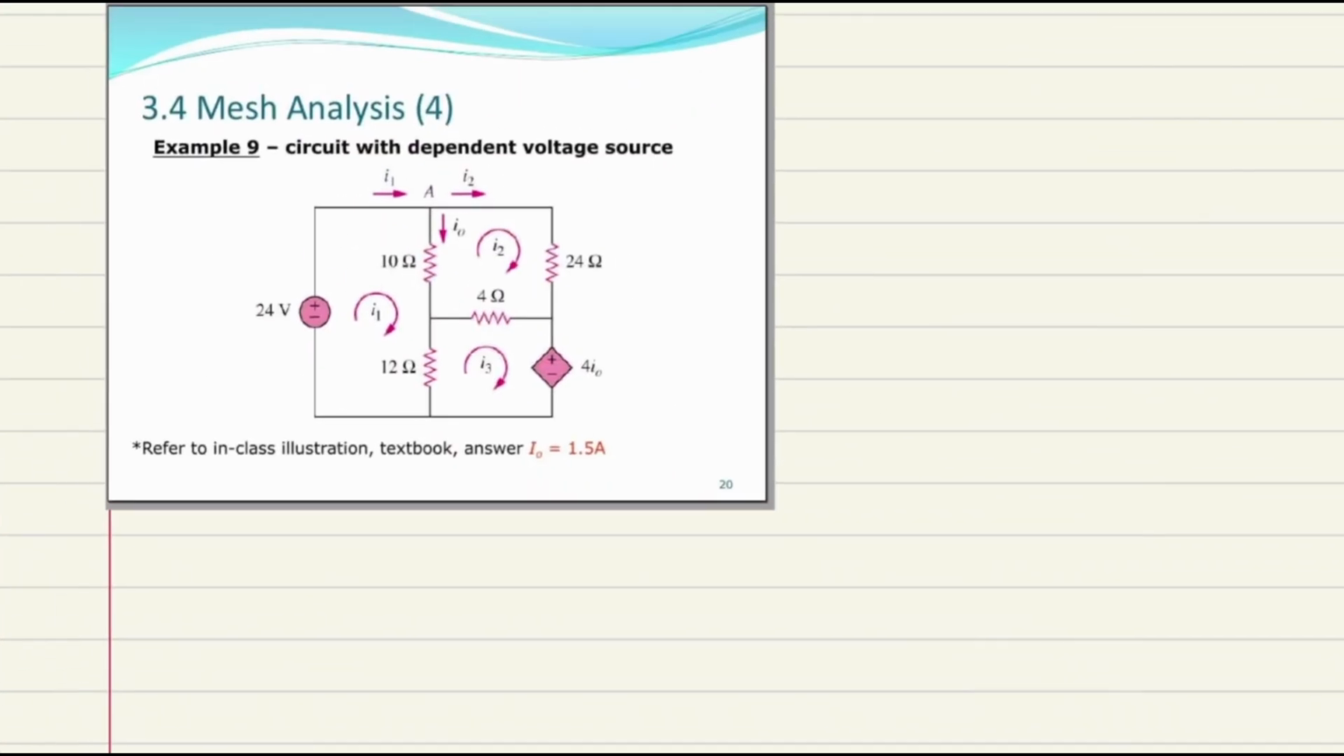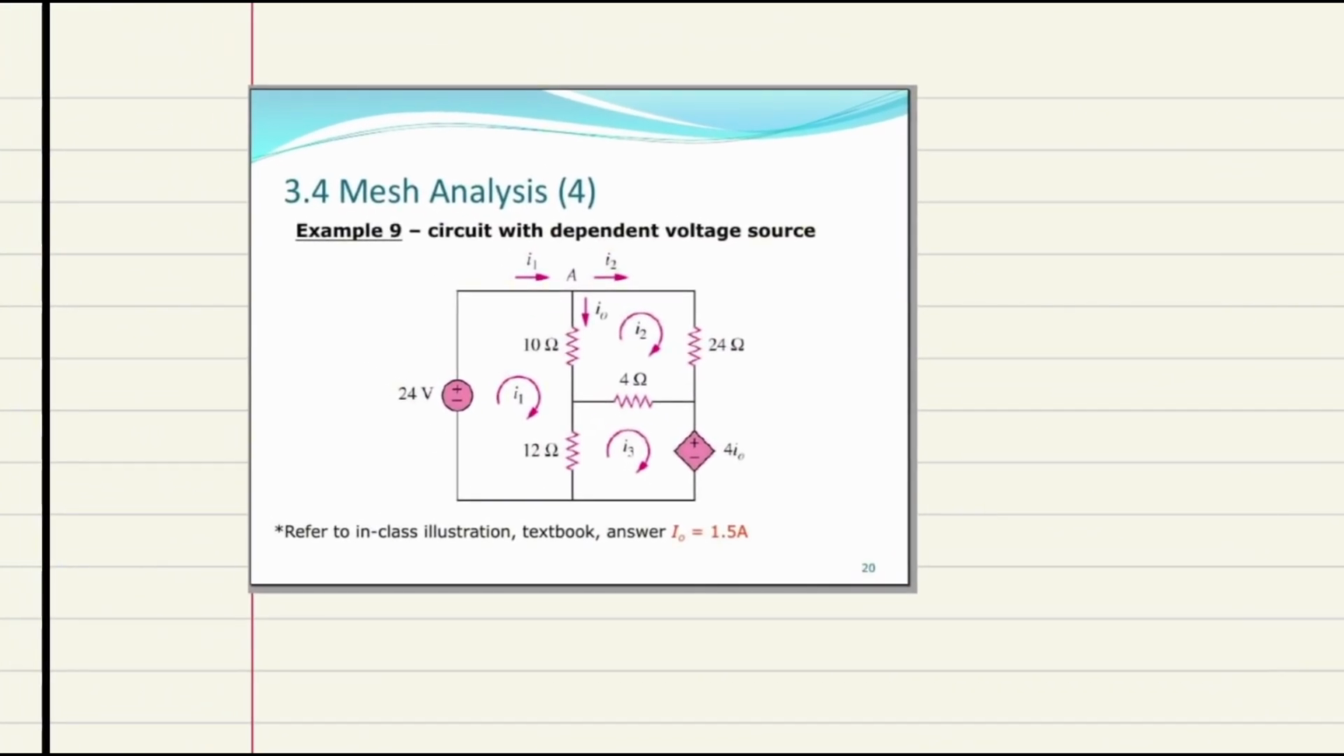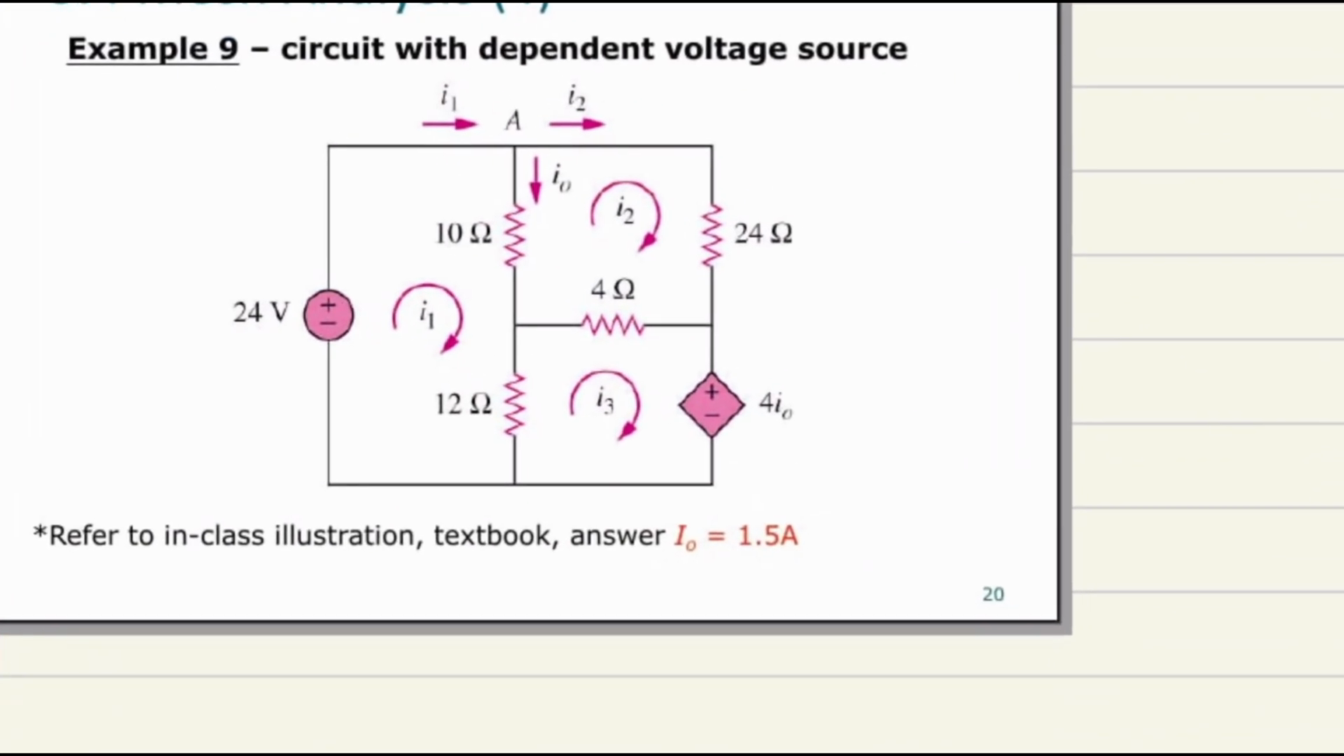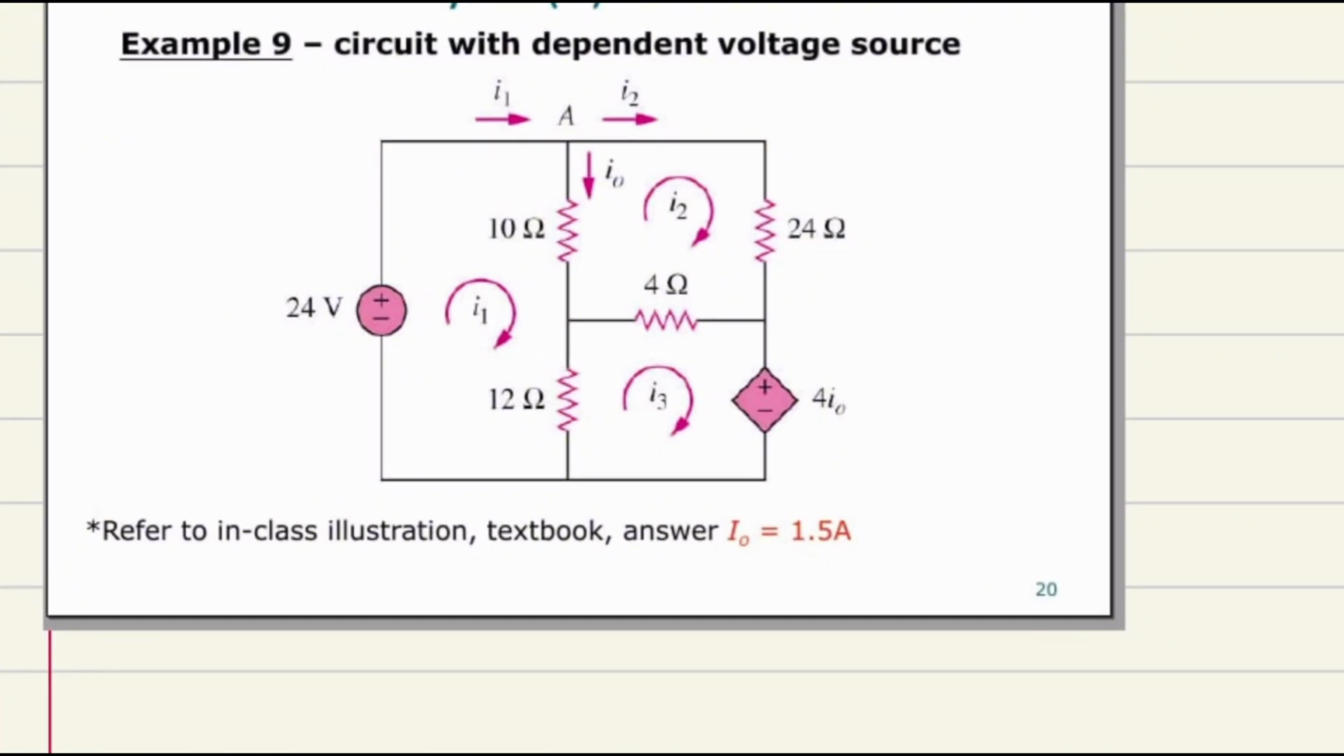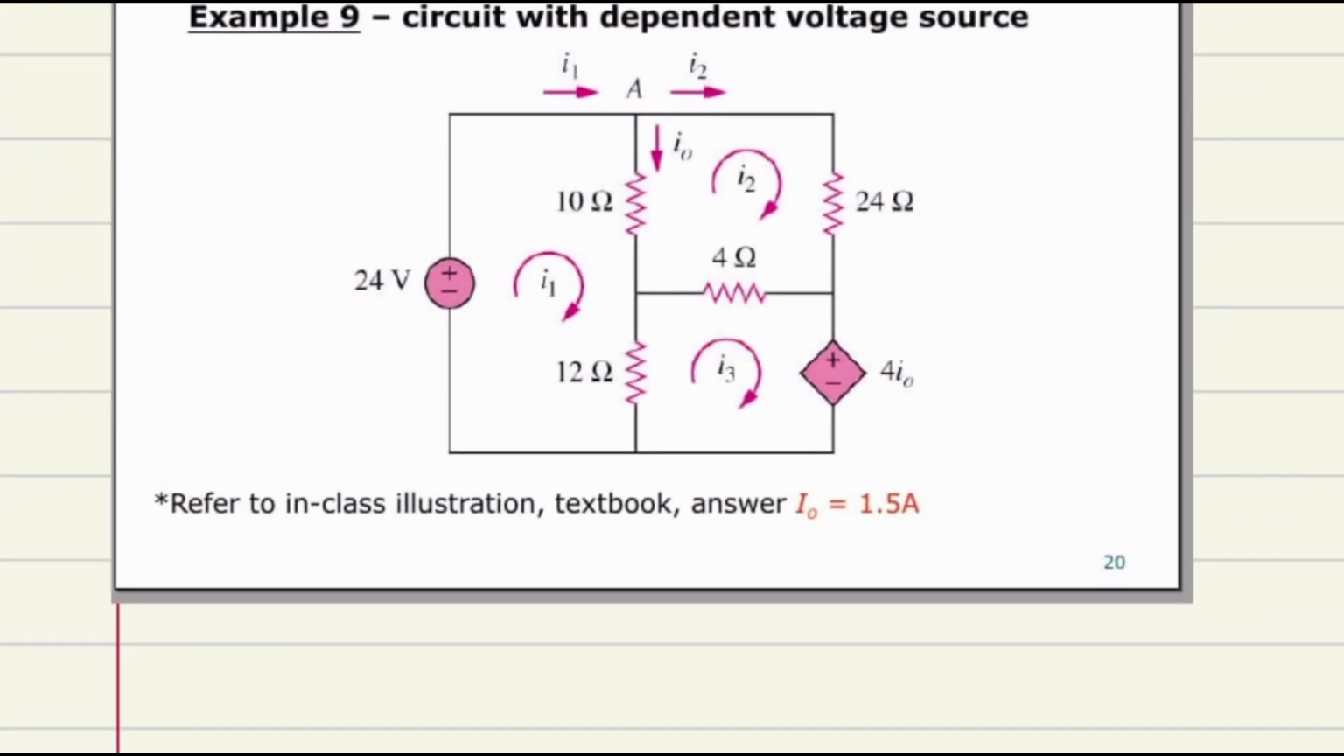So what would happen if I do have an independent source? If I do have the independent source, everything is fine. But the question is, what would happen if I do have a dependent source? When you have a condition like this, where there is a dependent source, you don't have to worry about it, because this specific section is going to be what? 4 times IO, which is 4 times the current that goes this way.